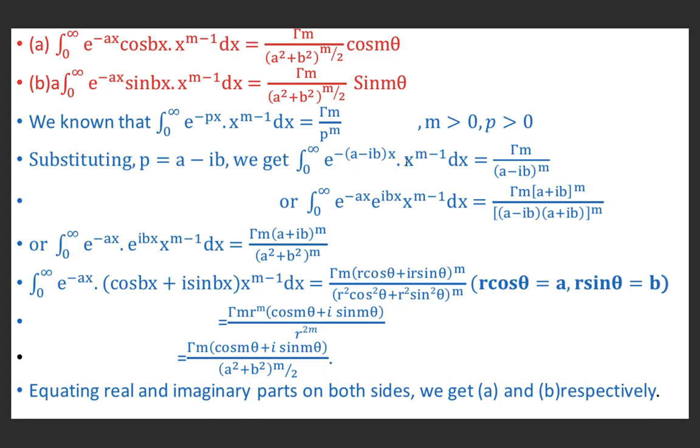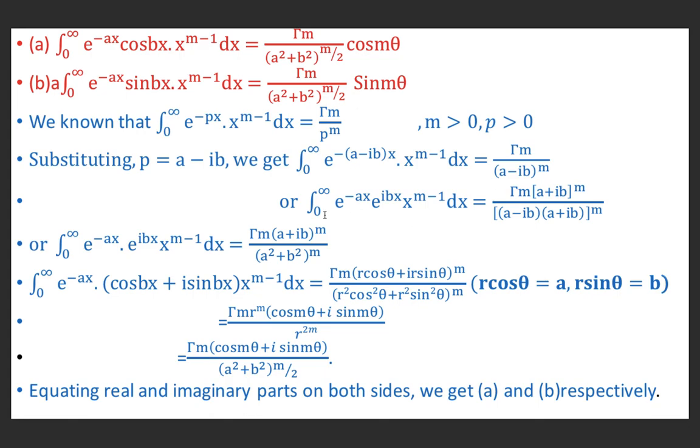then the integral from 0 to infinity of e raised to minus (a minus iota b) x times x raised to m minus 1 dx equals gamma m upon (a minus iota b) whole raised to m. And we may write it as the integral of e raised to minus ax times e raised to iota bx times x raised to m minus 1 dx equals gamma m, and if we multiply by (a plus iota b) whole raised to m, and here also (a plus iota b) whole raised to m, and the power is m here. I have divided and multiplied by (a plus iota b) whole raised to m.